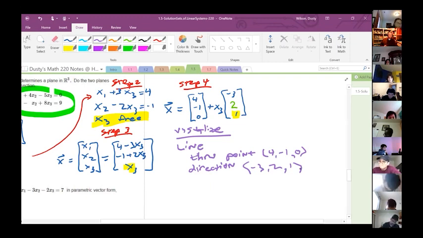Got a question from Sunghoon. How do I go from step 3 to step 4? I'm separating things out. These guys right here are here, and these guys here. There's my x3. And the coefficients, -3, 2, and 1 are right here.